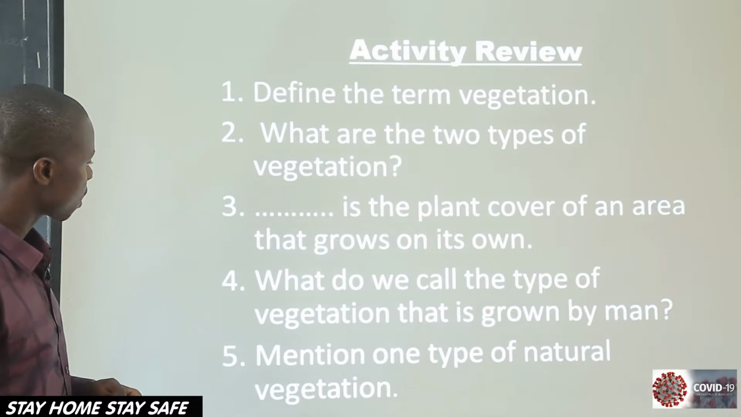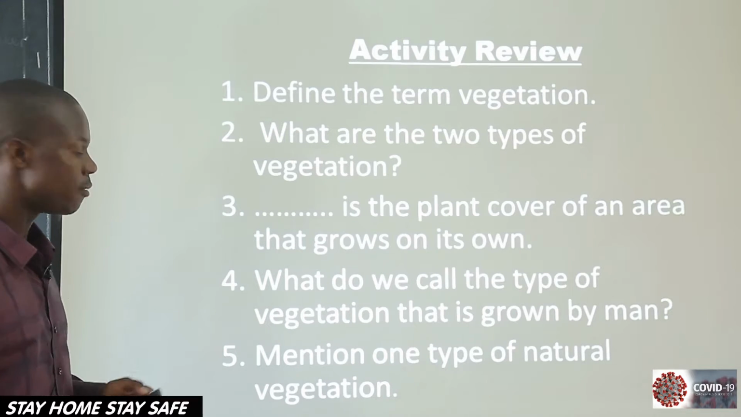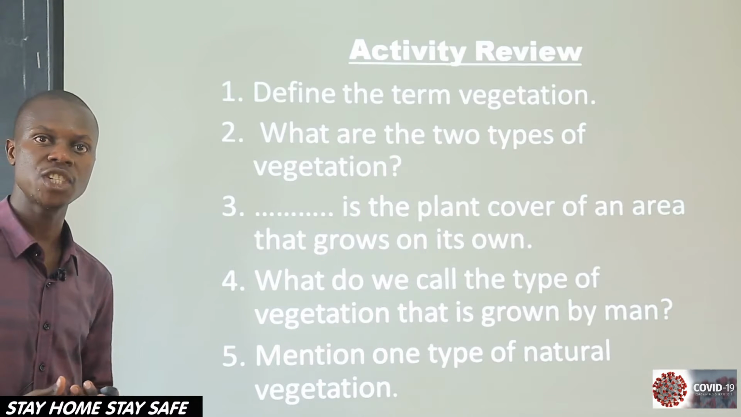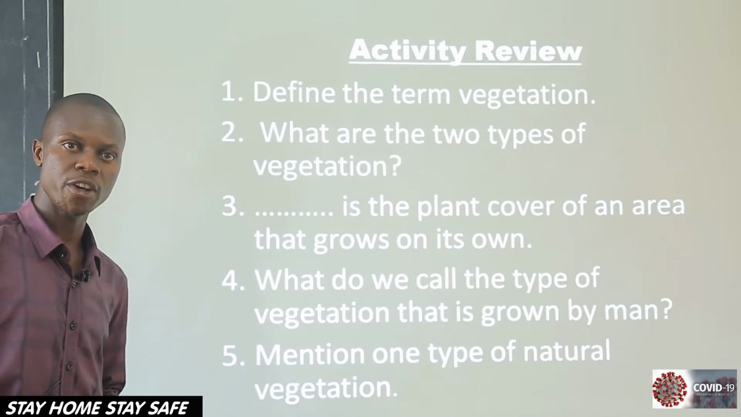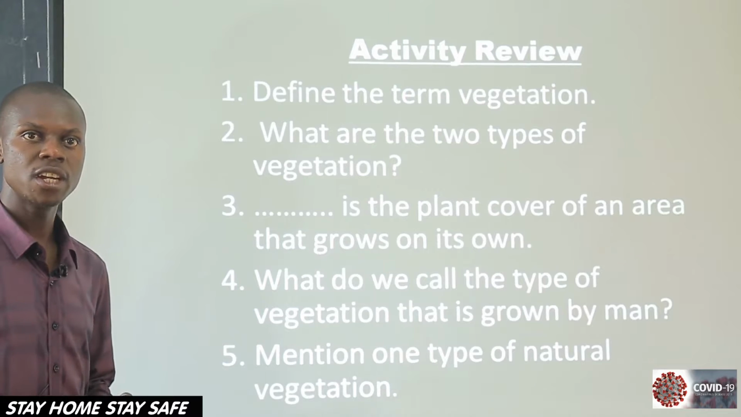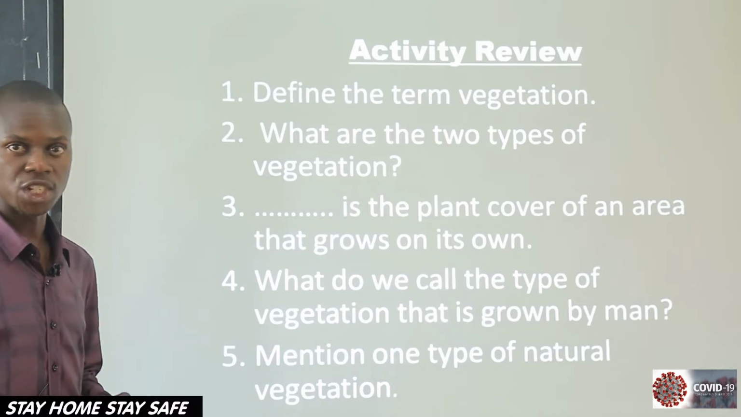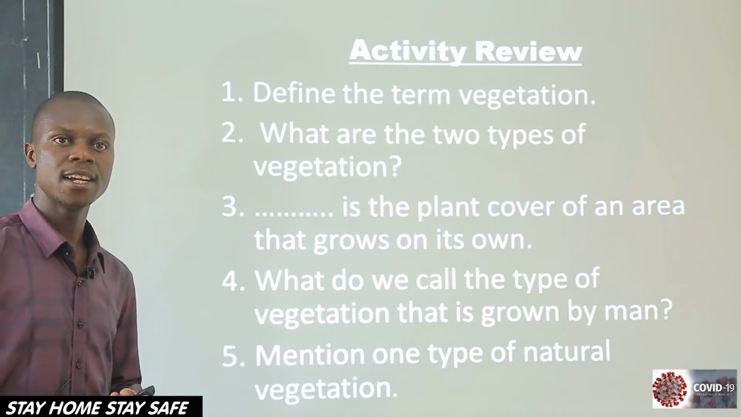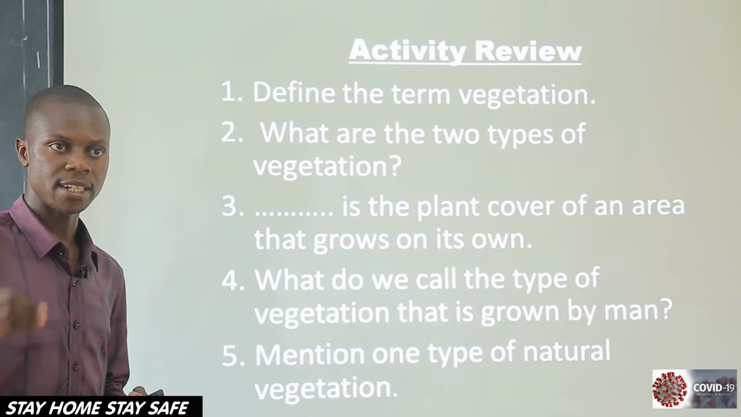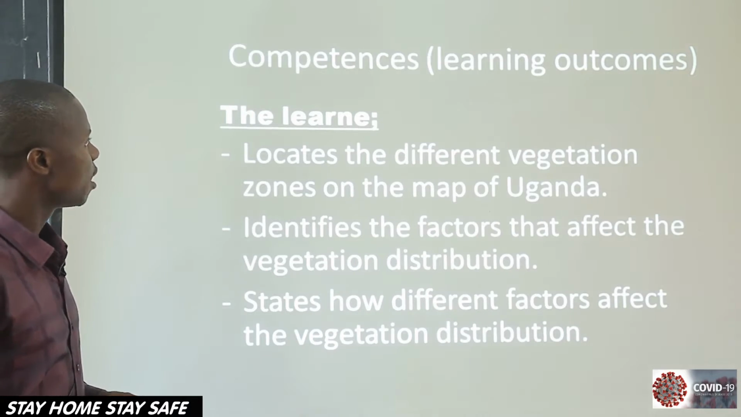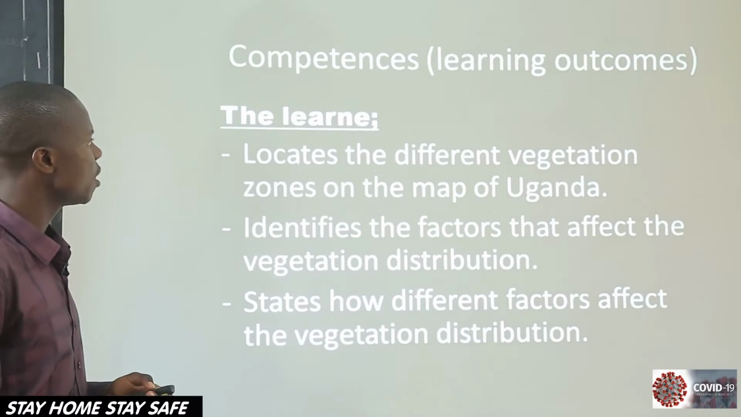Then question 5, mention 1 type of natural vegetation. So we looked at very many. You can talk about savanna vegetation. You can talk about the equatorial rainforests. You can talk about semi-desert vegetation. You can talk about the mountain vegetation, okay? So if there is any question that you didn't do well, then you can spare time and write the corrections so neatly, okay? So without wasting time, let's focus on today's lesson, okay?